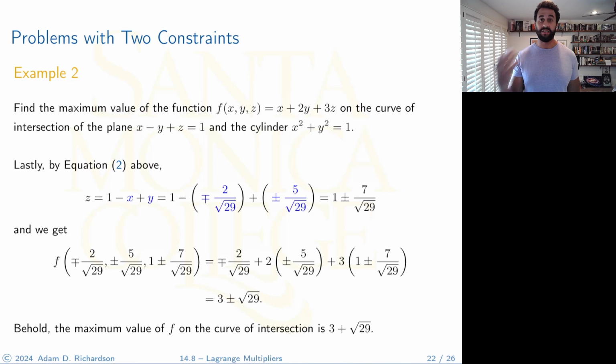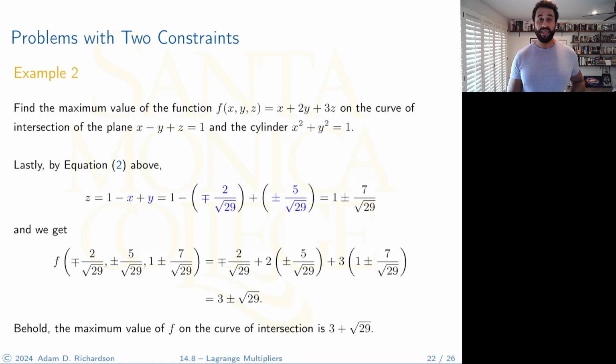Now we can evaluate the function at these points. You can plug these in individually, but I'm saving some space by plugging them all in at once. You're going to get this. So here's x, y, z, and then these are the values we get. At those points, those are the two possible minimum and maximum values. So what is the maximum value? Behold, it is 3 plus square root of 29, the larger of the two. And that is it.